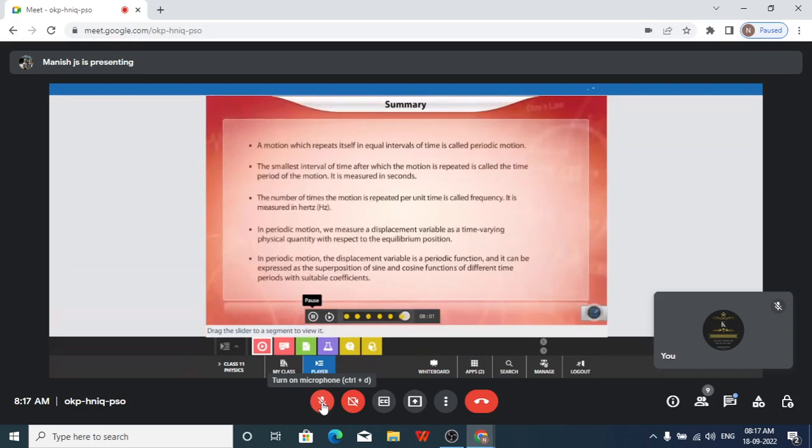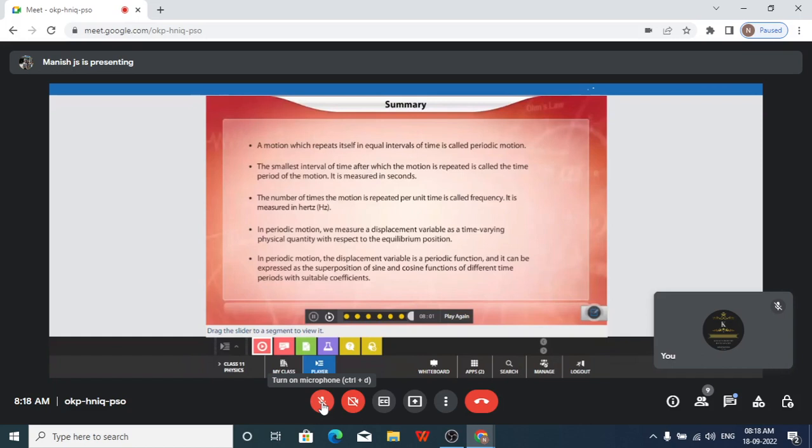All right. Now let's quickly take a look at the important concepts pertaining to periodic motion. Just a summary of what we have learned so far. What is meant by a periodic function? A motion that repeats itself is called periodic motion. We saw that a small interval of time where the motion is repeated is called the time period. Then we looked at frequency, the number of times that the vibrations or motion is repeated with respect to unit time. The SI unit of frequency is hertz or second inverse.